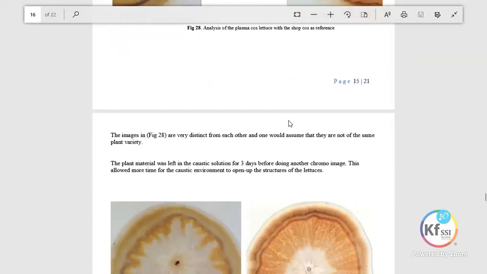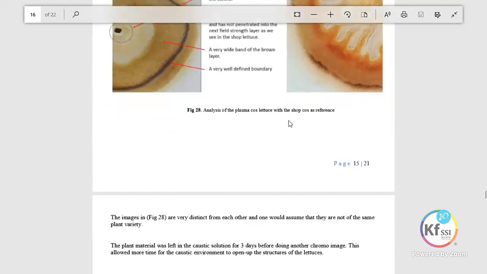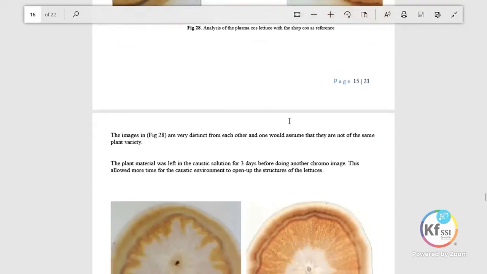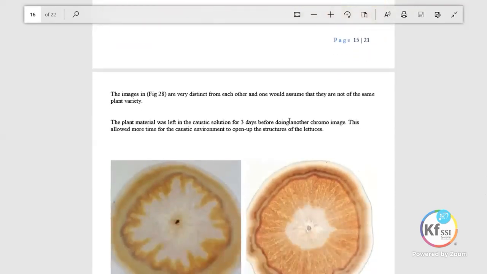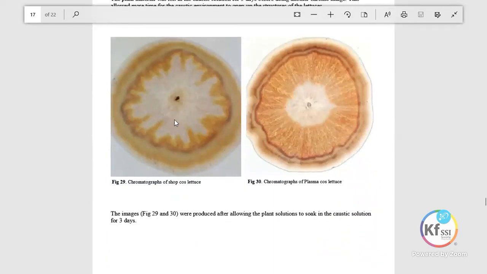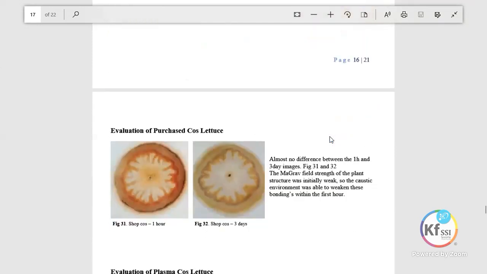So that was where we had just left the plant solution in the caustic for 1 hour. So I wanted to see if there would be any changes if we had left the plant solution longer. So I had left those solutions for 3 days, sitting in the caustic environment, and I did some more chromos. And now we can see on the left is the shop, and then on the right is the plasma COS.